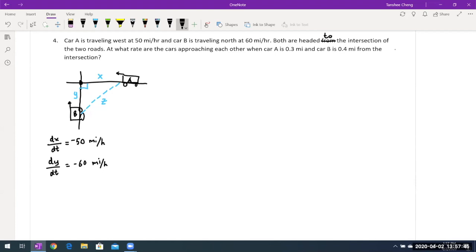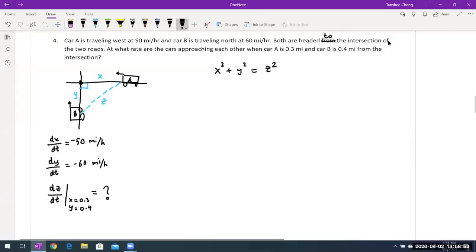And what we are interested in is dz/dt, the rate of change of the distance between the two cars, particularly when x is equal to 0.3 miles away and y is equal to 0.4 miles away. This is what we want to evaluate. Since this is a right triangle, I can use the Pythagorean theorem: x squared plus y squared is equal to z squared. Before I move any further, are we all okay with this? Do we have any questions?